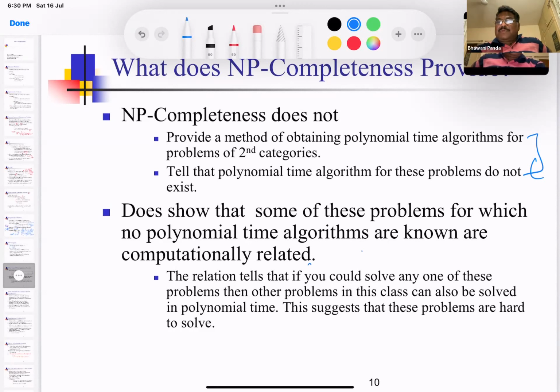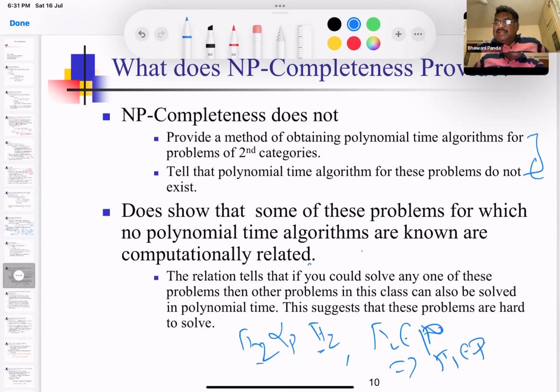So we have already seen that if pi1 is polynomially reducible to pi2, and pi2 belongs to P, that implies pi1 also belongs to P. But the moment you show that these are polynomially equivalent, either both will admit a polynomial time solution or both will not admit a polynomial time solution. They are polynomially equivalent.